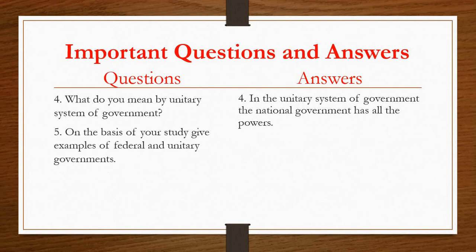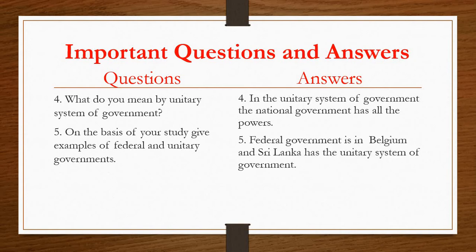Fifth question. On the basis of your study, give examples of federal and unitary governments. Such questions are also asked in the examination, and this is somewhat a practical question. It is based on your memory. So you have to answer this question in this manner. Look here. This is your answer. Federal government is in Belgium, and Sri Lanka has the unitary system of government.